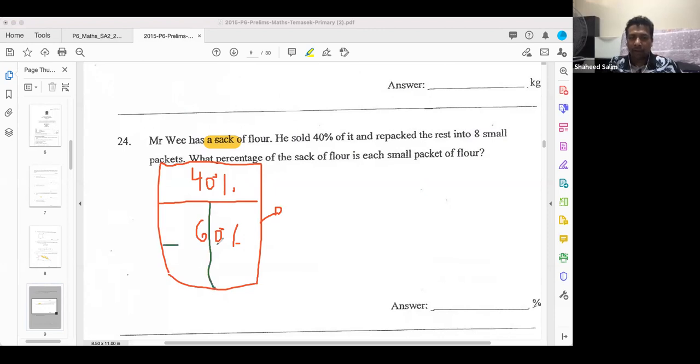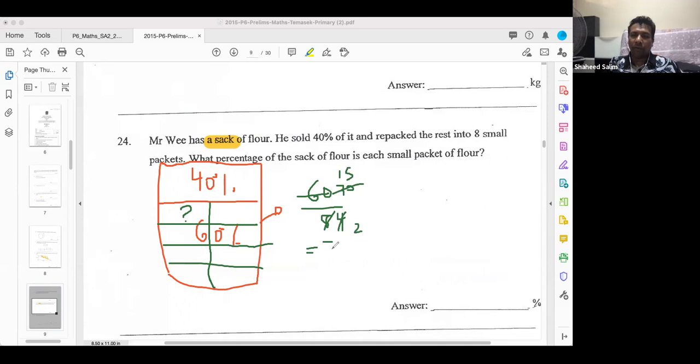Now it's 4 packets, right? Okay, now I make it 8 packets, like that. So they're asking you 1 packet is how many percent? Just take 60 divided by 8, finish. 60 divided by 8. You get the answer. Divide by 2, divide by 2, get 30 over 4. You can divide by 2 again. You get 15 over 2. 7.5%.